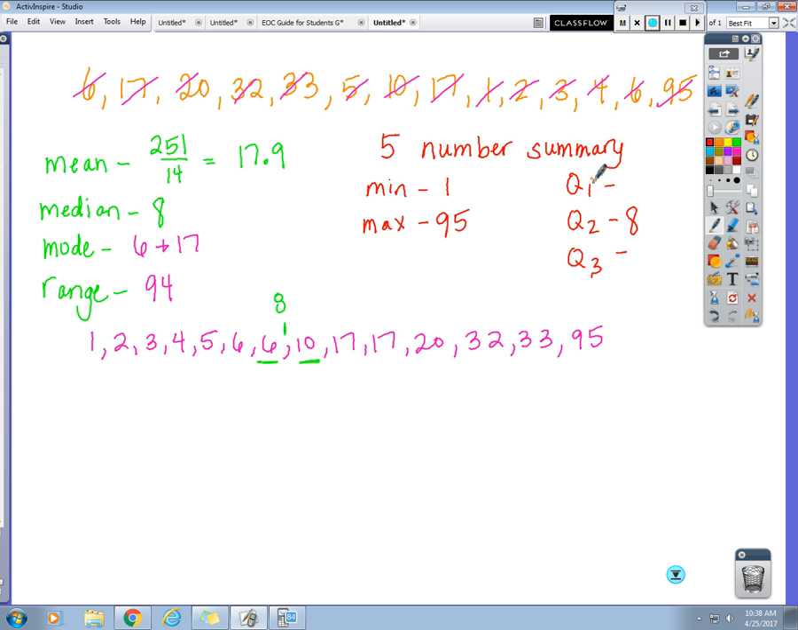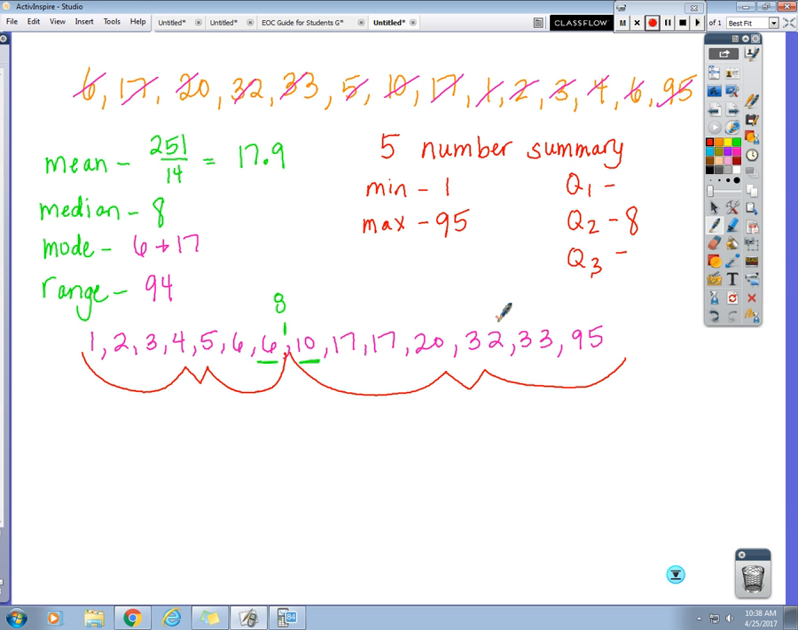Q1 is the median or middle number of the lower half. The lower half would go from 1 all the way to 6. The upper half would go from 10 all the way to 95. Okay, look, the median is the middle. The lower half is everything to the left of that. The upper half is everything to the right of that.